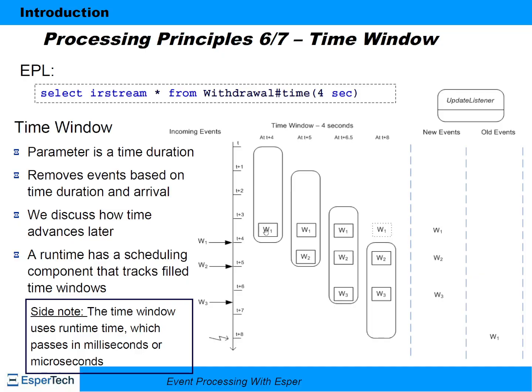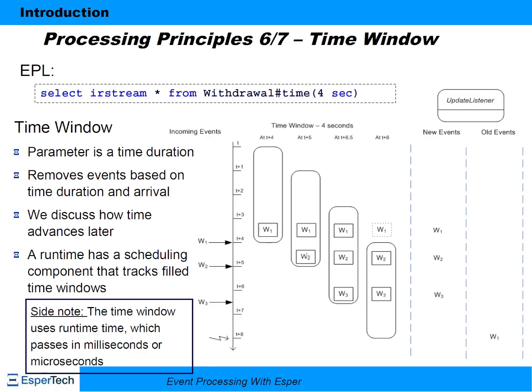Assume that at time t plus 5 seconds, withdrawal event 2 arrives. The runtime adds the event to the time window, and outputs the withdrawal event 2. At that point the time window logically tracks events between t plus 1 seconds and t plus 5 seconds.